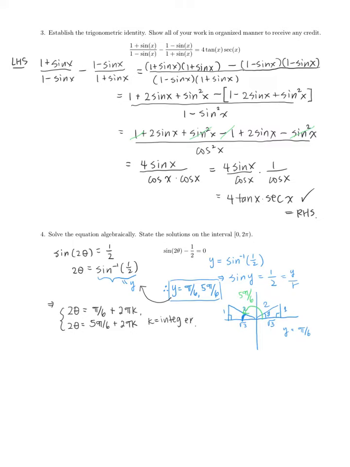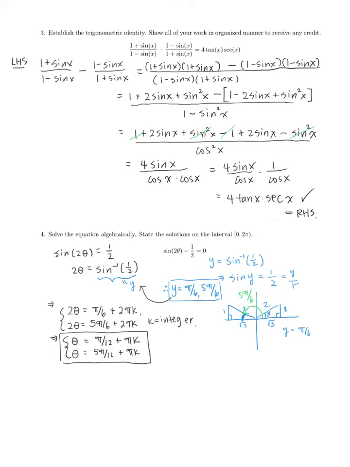All right, now I want to solve for theta, so I need to divide everything by 2 or multiply everything by a half. So here you're going to have theta equals pi over 12 plus pi k. And then theta equals 5 pi over 12 plus pi k. All right, let me just box this.